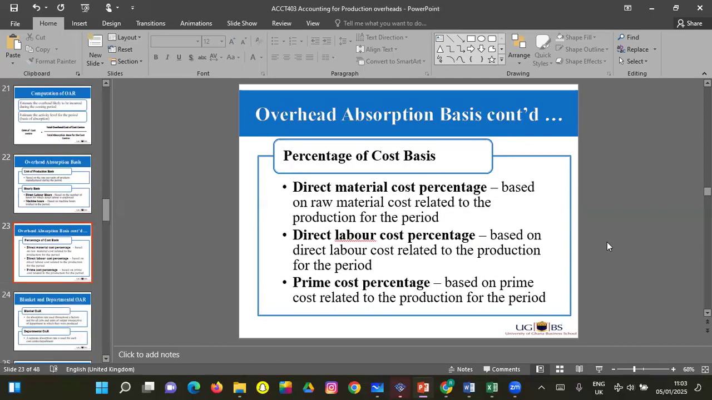Then for percentage cost basis too, we have the direct material cost percentage, which is basically total overhead all over direct material cost times 100, because it is a percentage, so times 100%. Direct labor cost percentage will also be total overhead all over direct labor cost times 100%. Then prime cost will be total budgeted overhead all over the prime cost times 100%. Remember, the prime cost is the addition of the direct material cost and the direct labor cost.